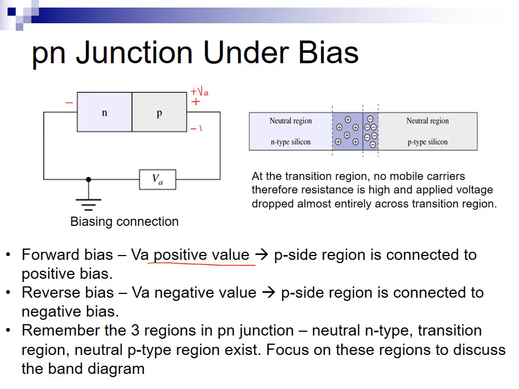And finally, we must remember that there are three regions exist in the PN junction: the neutral P-type and N-type regions, and also the transition region. We must also take note that at the transition region, since electric field exists even without any bias, there are no mobile carrier in the transition region, or it is called depletion region. Thus, resistance at the transition region is high. This results in all of the applied voltage dropped across the transition region.